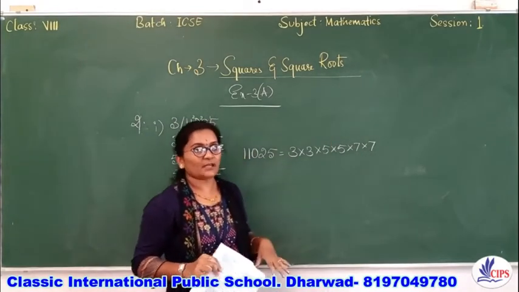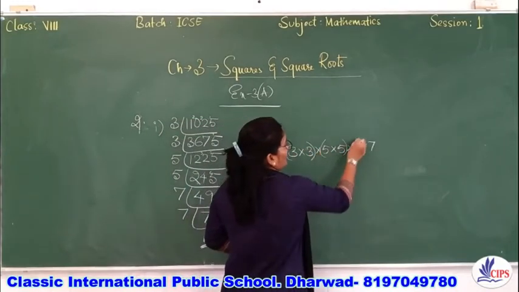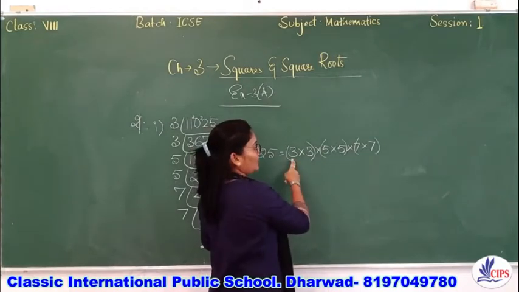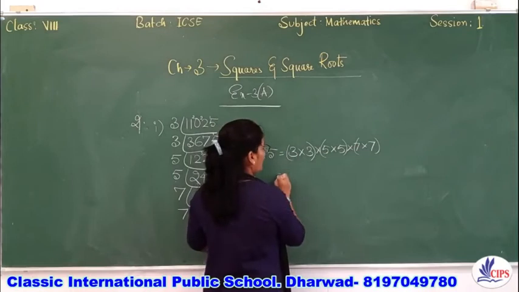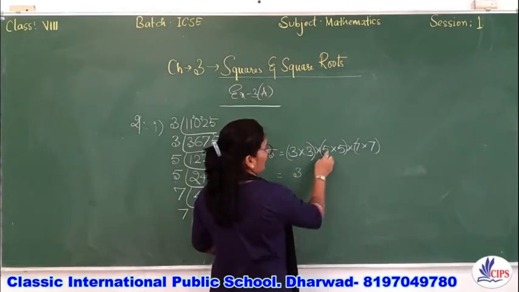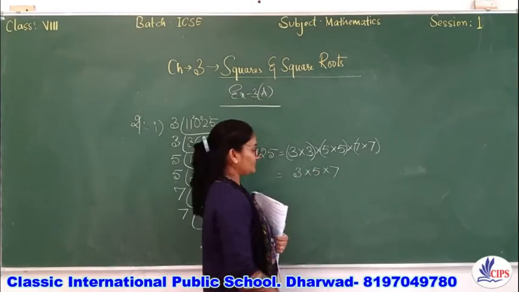And now what's the next step? We have to group these numbers. So I have grouped these numbers. Same numbers I have grouped in twos. So 3 have grouped twice, 5 have grouped twice, and 7 have grouped. Now from each group you need to take one number. So here I have taken 3, and from this I will take 5, and from this I take 7.